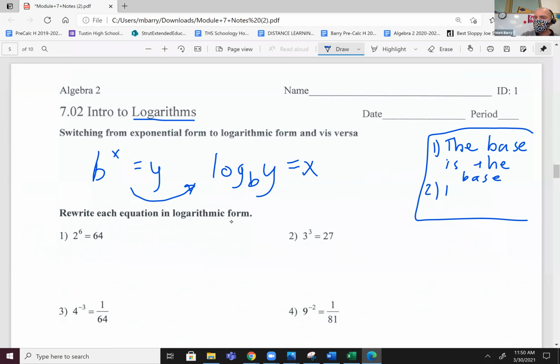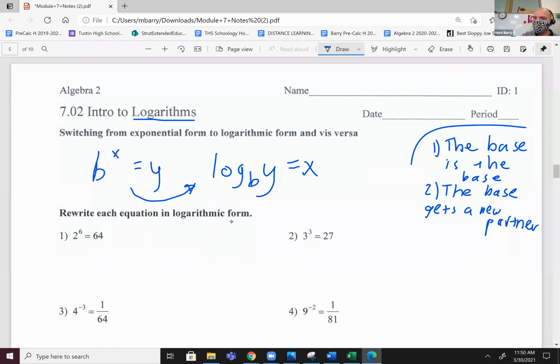The second thing I always say for these is the base gets a new partner. And I, of course, ran out of room for that, so let me do this. Partner. The base gets a new partner, okay? Let me tell you what I mean by that, but I'll give you guys a second to write that down. So just number 2, the base gets a new partner. And that's it, just 2 steps. I'm going to explain step 2 a little bit more in a minute. The base is the base, but it gets a new partner.